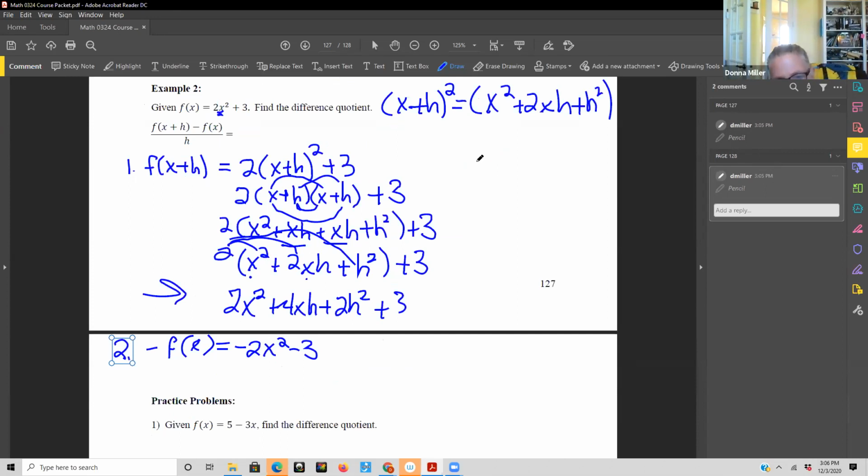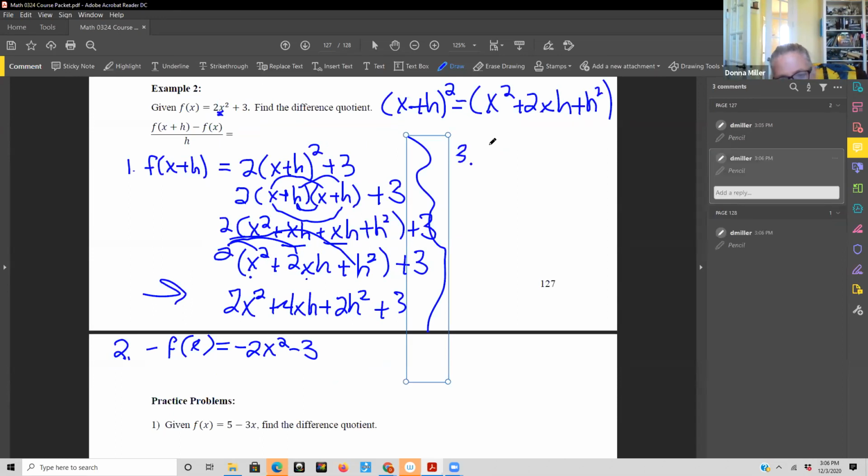The last step is to plug it into the difference quotient and simplify. So I'm going to do f of x plus h minus f of x, all over h. So f of x plus h is all of this: 2x squared plus 4xh plus 2h squared plus 3. And then minus f of x, which was negative 2x squared minus 3. And then I'm dividing it by h.